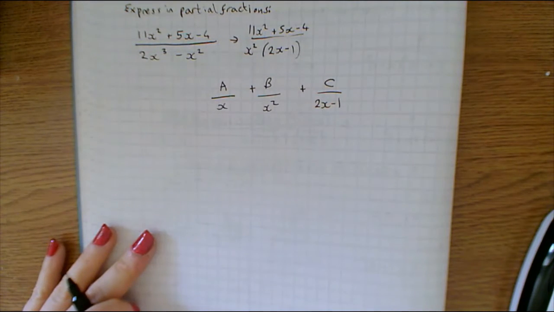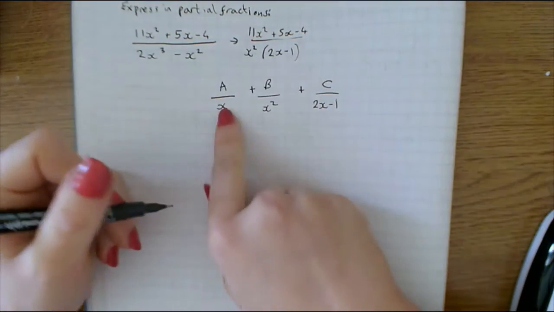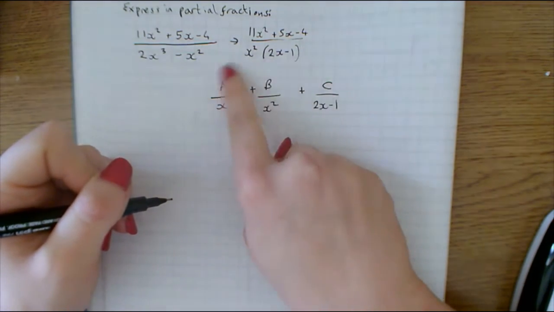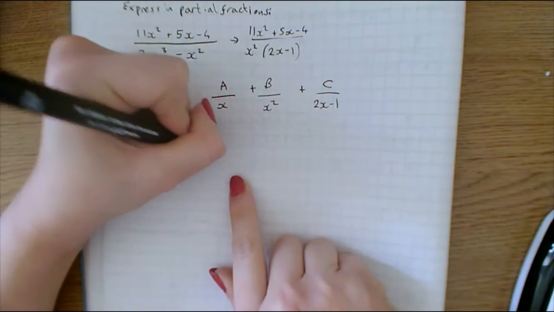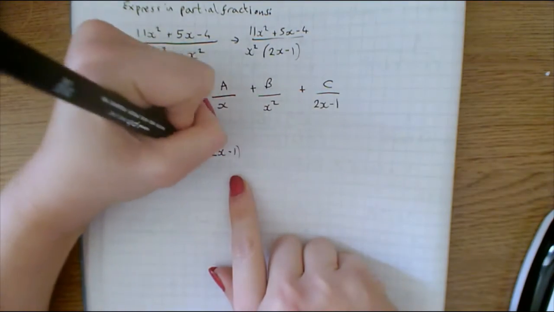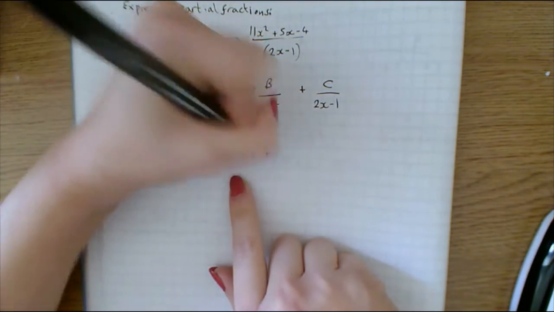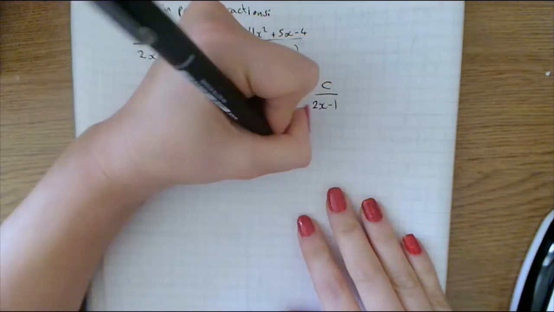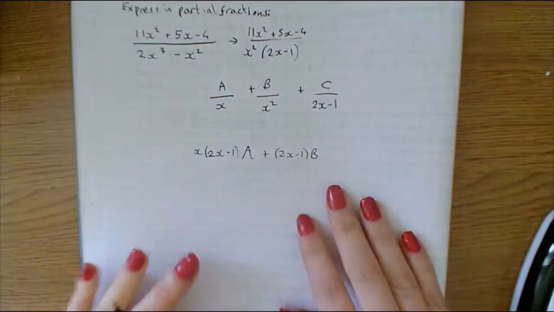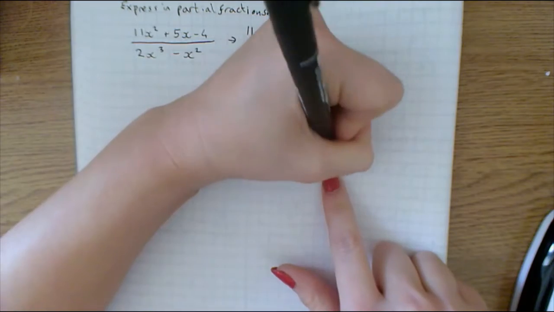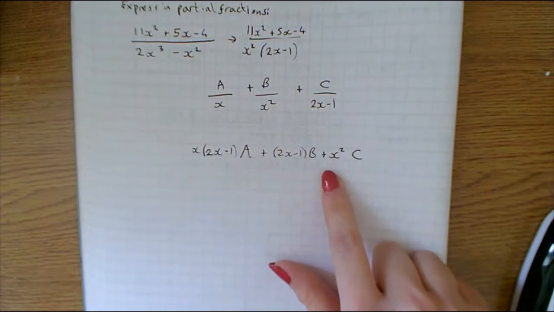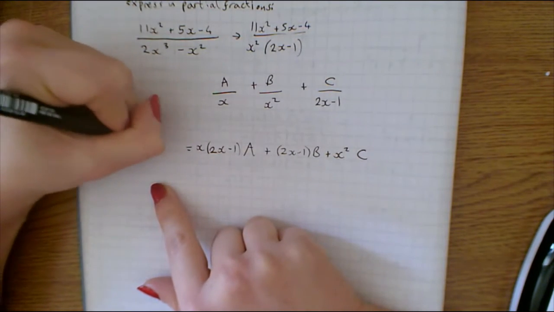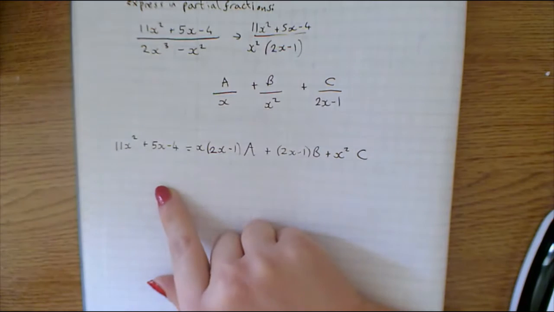So after that then, in terms of multiplying through, the a would get multiplied by x and 2x minus 1 to get to this denominator here. So we get 2x minus 1 x, lots of a. In terms of our b, it has just been multiplied by 2x minus 1. And then c's been multiplied by x squared. So it should look something like that. And that is equal to the left-hand side, 11x squared plus 5x minus 4.